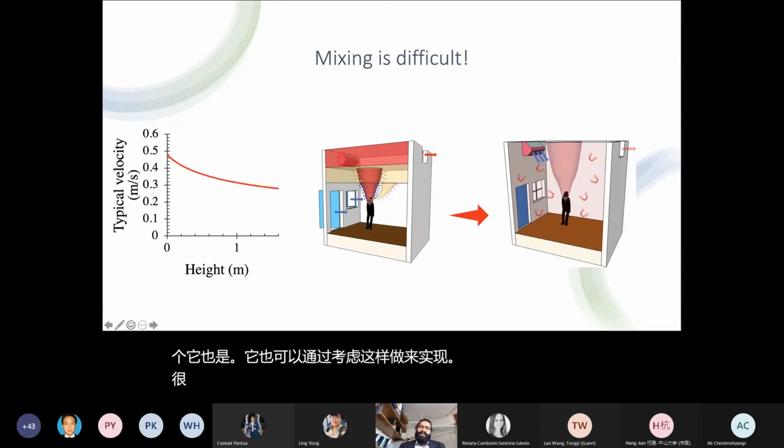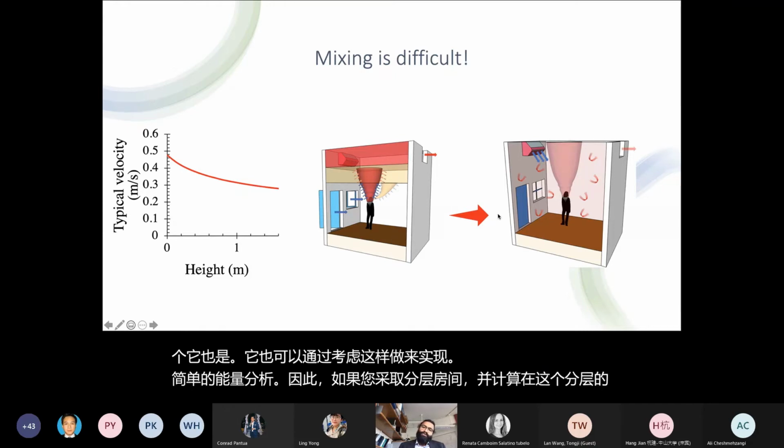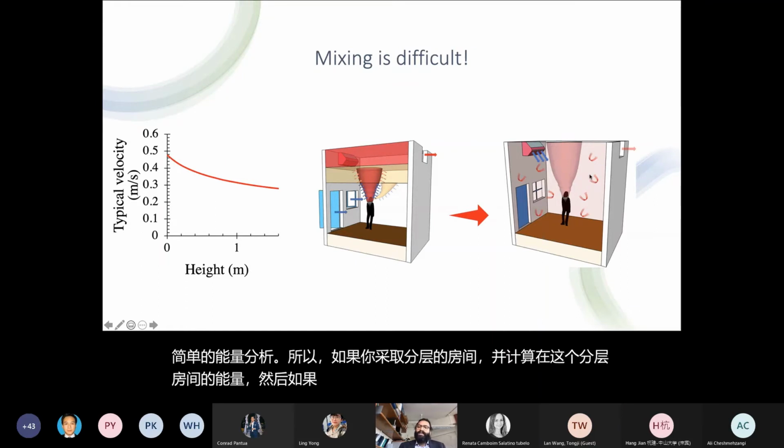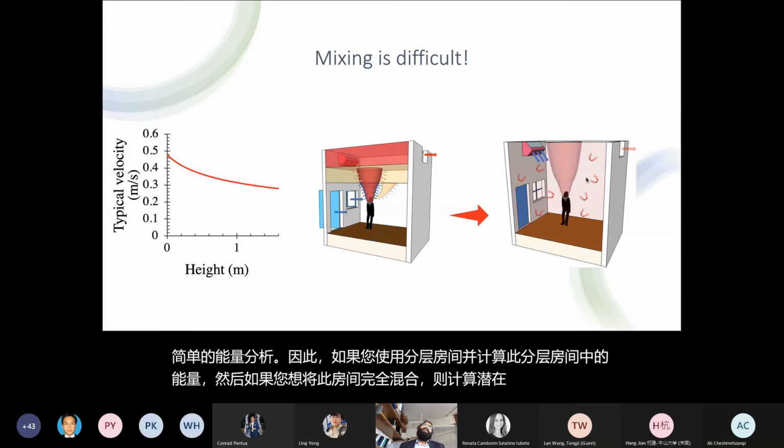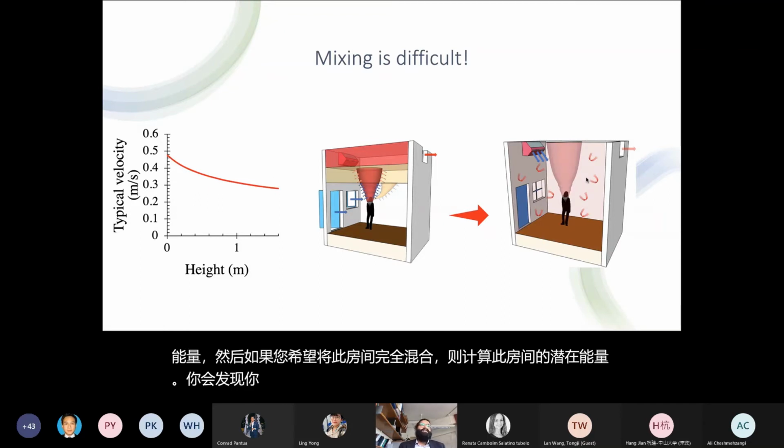It can also be realized by considering a simple energy analysis. If you take a stratified room and calculate the energy in it, and then you want this room completely mixed, you calculate the potential energy of this room, you will find that you will have to inject a lot of energy just for mixing.